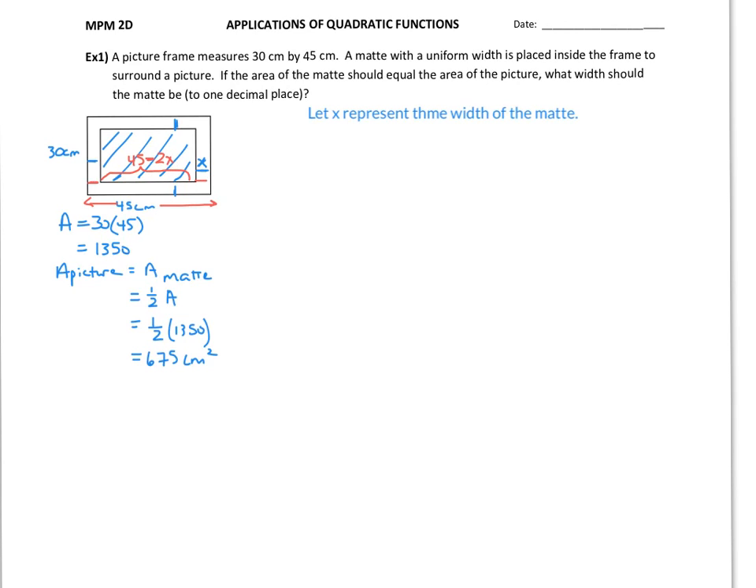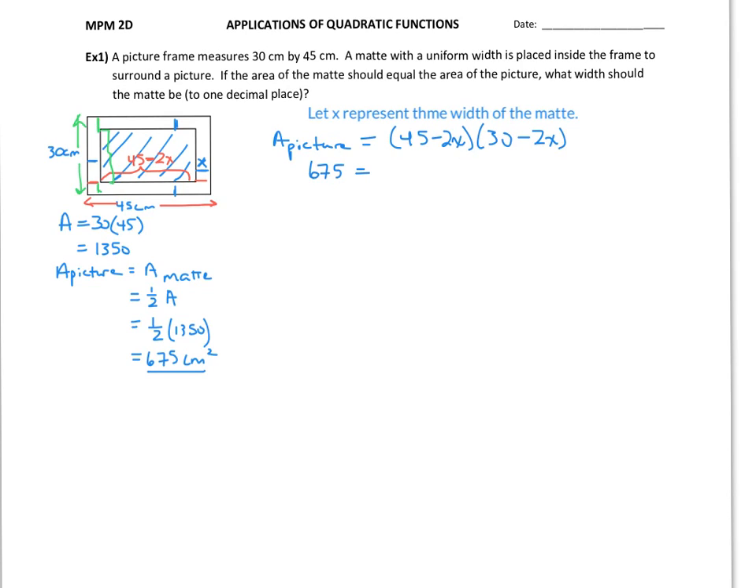And the width of that rectangle, the width of the picture, would be 30, because this whole length is 30, but then again we're taking an x off of it and taking another x off of it. So the area of the picture is length times width, and the length would be 45 minus 2 x's, where x is the width of the mat, times the 30 minus 2 x's. All right, and we know the area of the picture is equal to 675 square centimeters.